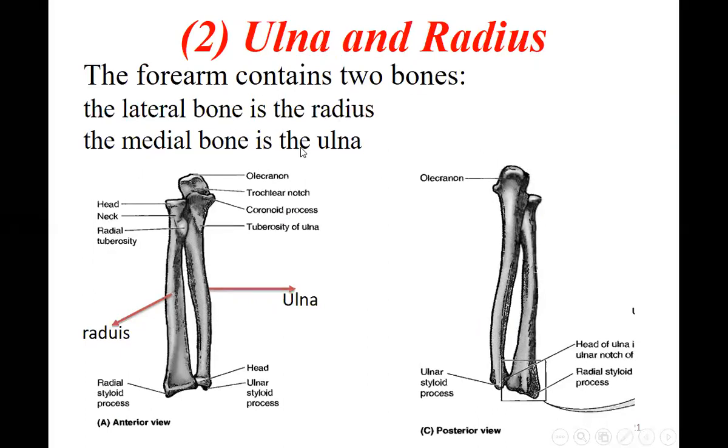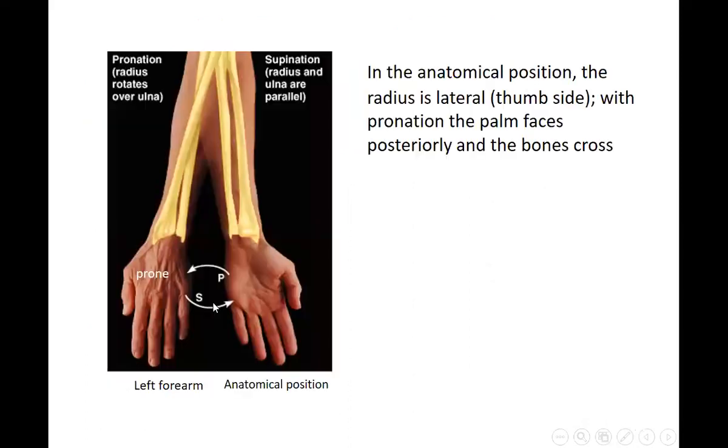The lateral bone is called the radius. This is the lateral bone. Lateral means outside. And the medial bone, towards the center, is called the ulna. Radius and the ulna, two bones. So here you can see the lateral bone called the radius and this called the ulna.